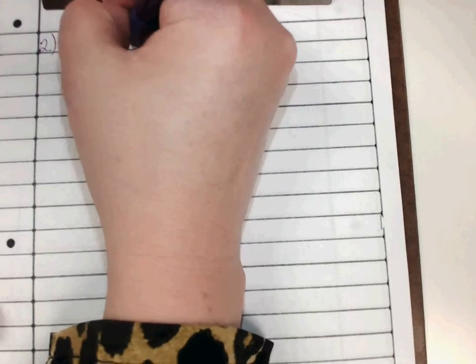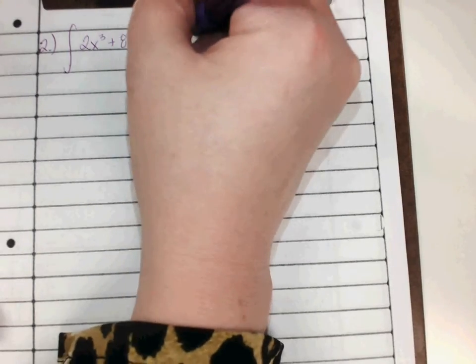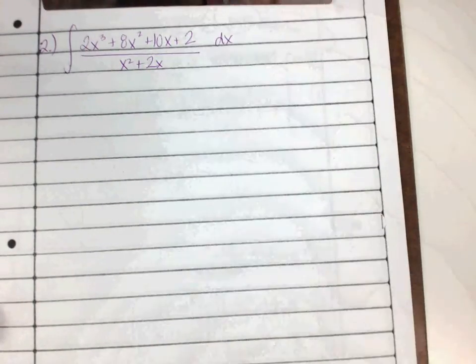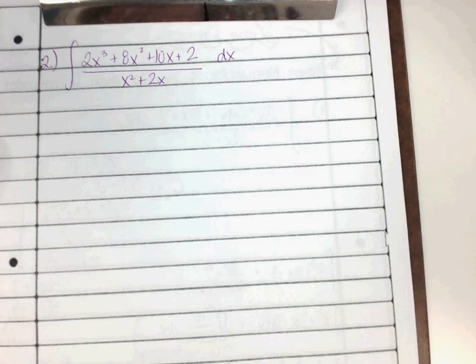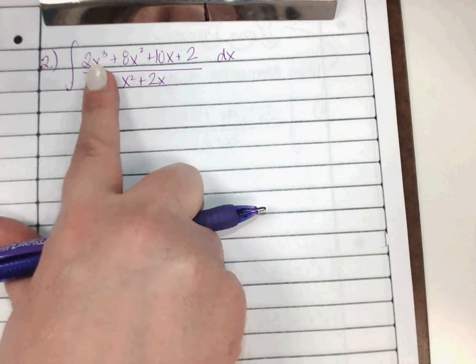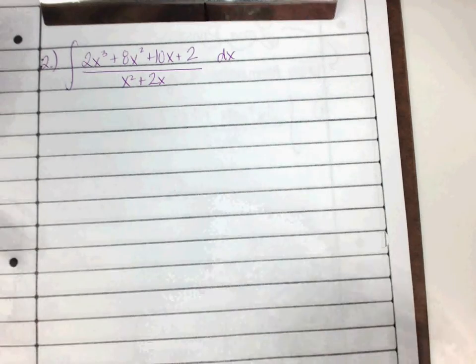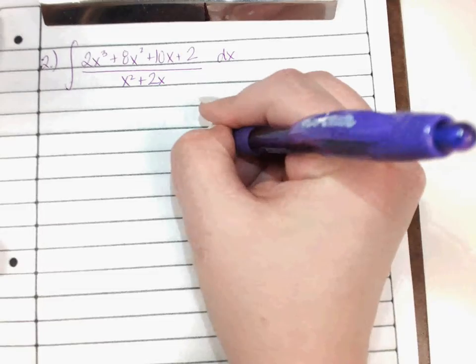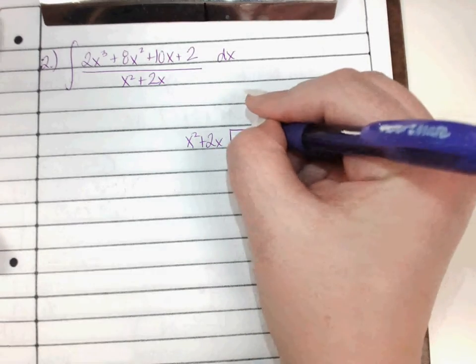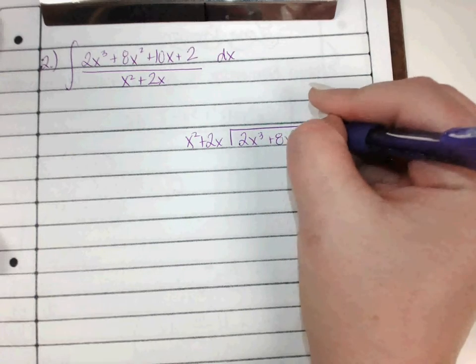Number 2 is going to be the integral of 2x cubed plus 8x squared plus 10x plus 2 divided by x squared plus 2x dx. Okay, so first set up the division problem. Remember, 2x cubed is in the rain, so that means it gets to go in the house. Okay, so x squared plus 2x has to take a turn outside, and 2x cubed plus 8x squared plus 10x plus 2 gets to go inside.